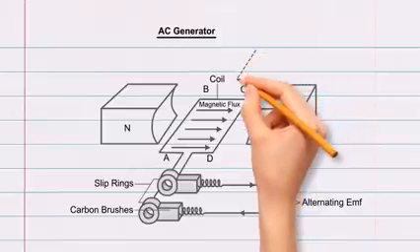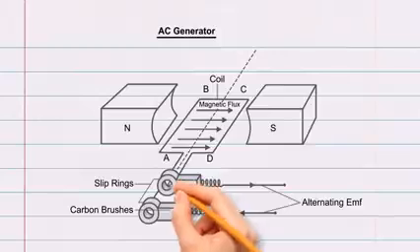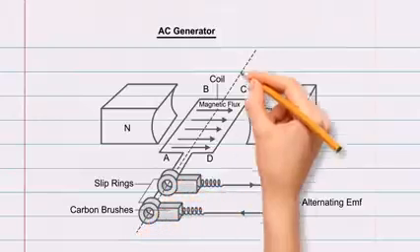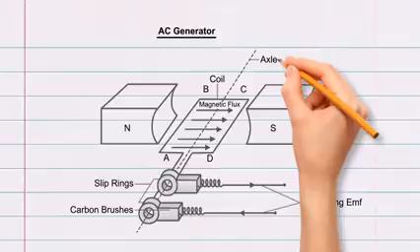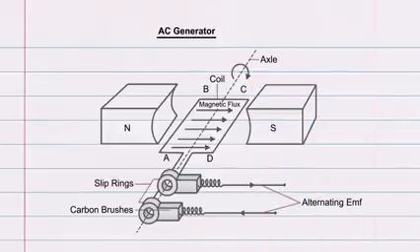Draw a dotted line starting a little beyond the parallelogram, passing through the parallelogram and slip rings. Extend the line after the slip rings. Label the dotted line as axle. Draw a circular rightward arrow at the starting of the dotted line, which represents coil rotation in clockwise direction. This completes the drawing of AC generator diagram.